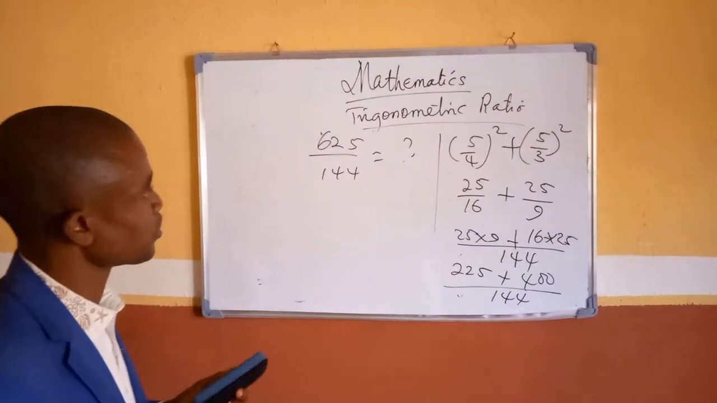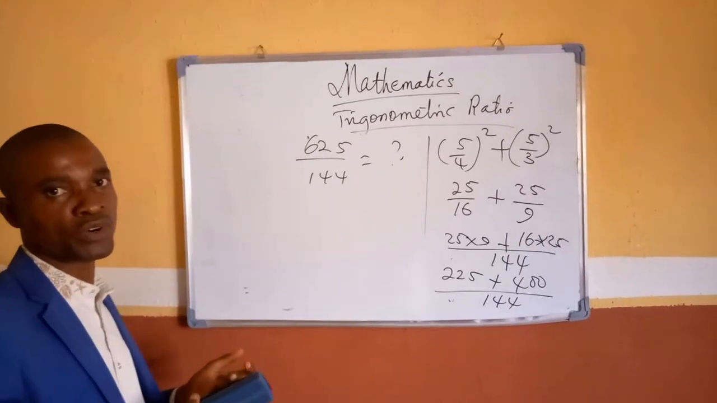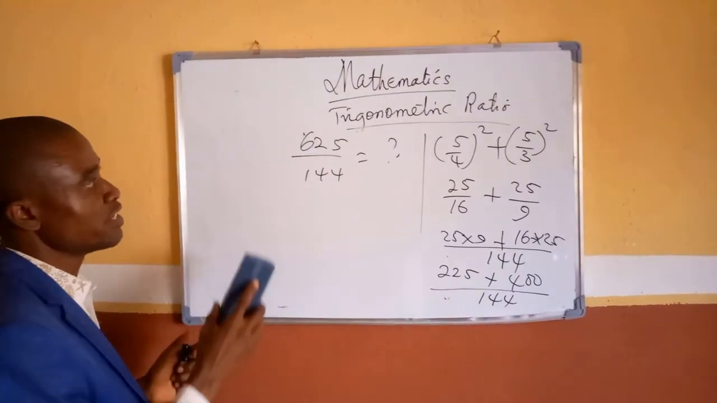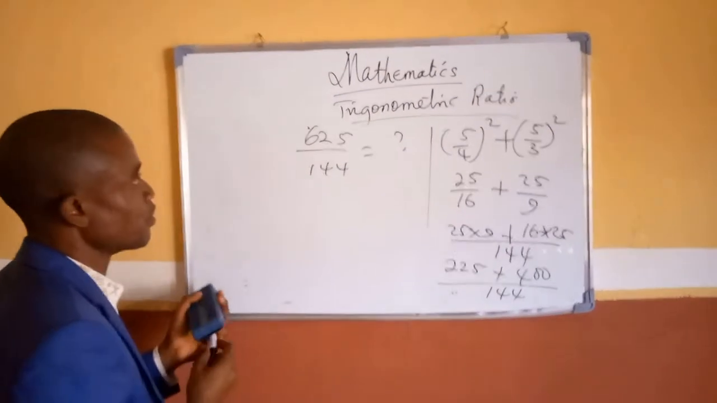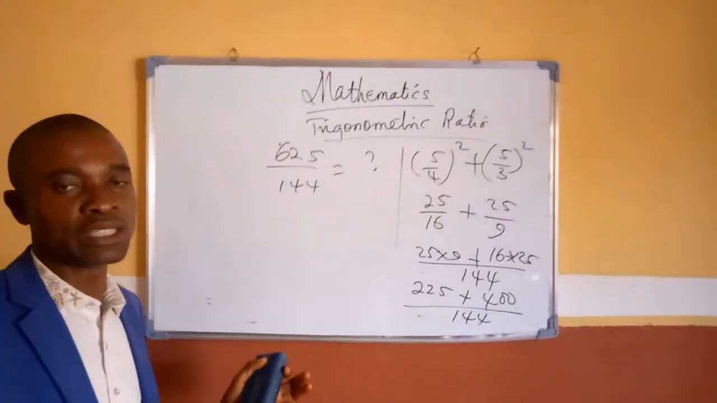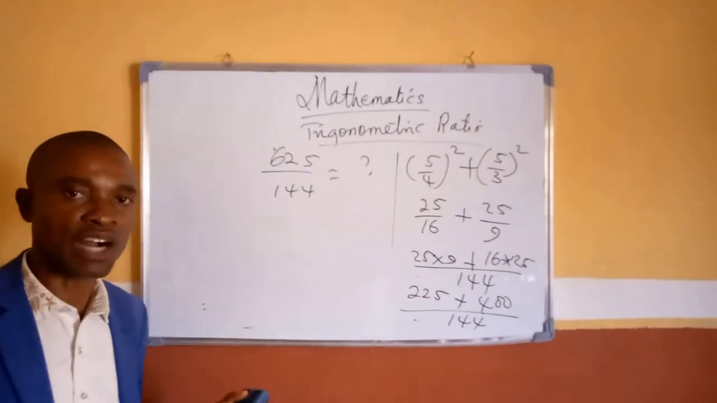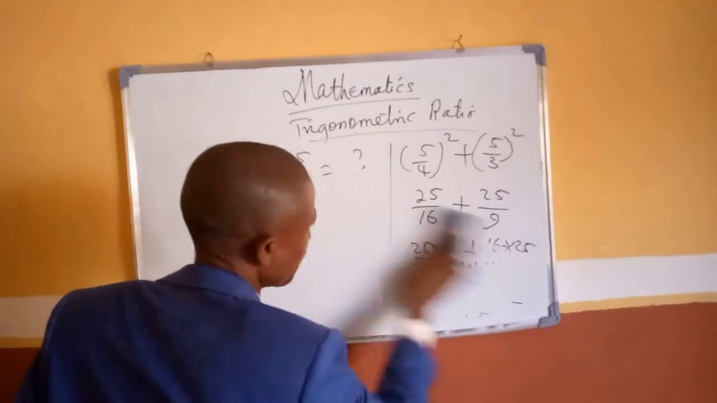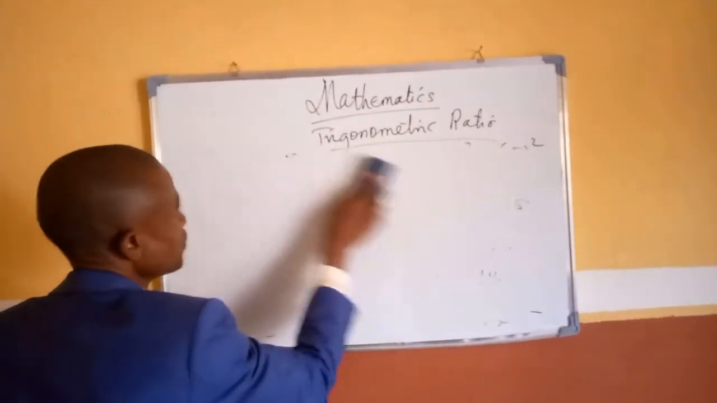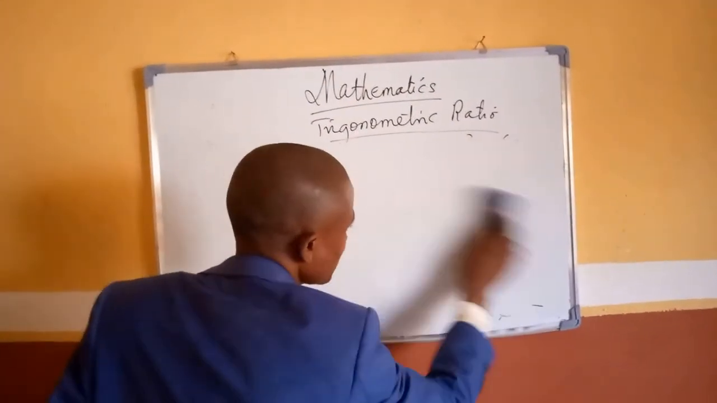Let's continue. Today we want to focus mainly on special angles. What are the special angles? We are going to consider angle 30, angle 45, and angle 60. But we'll focus on 30 degrees first.